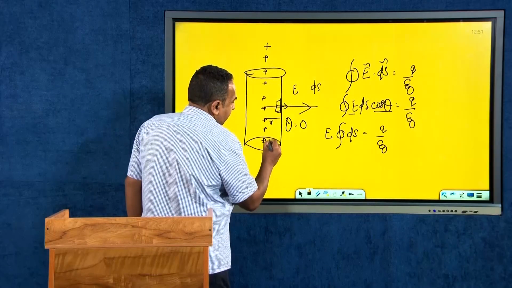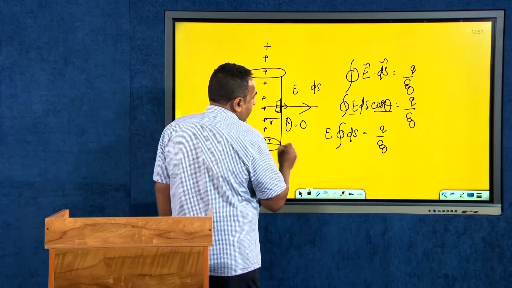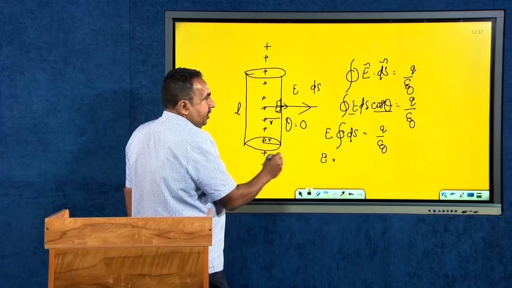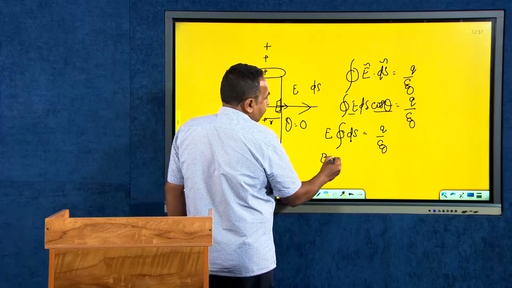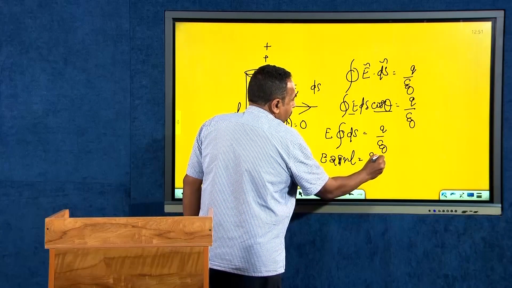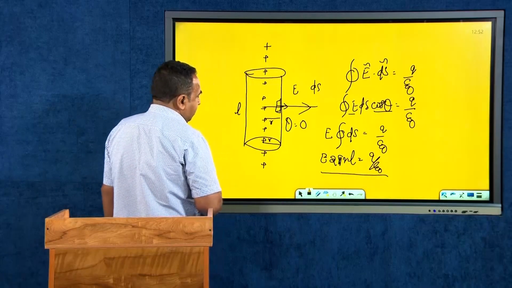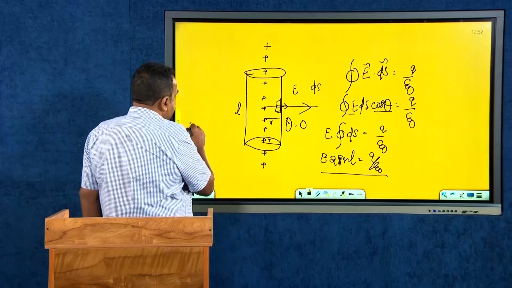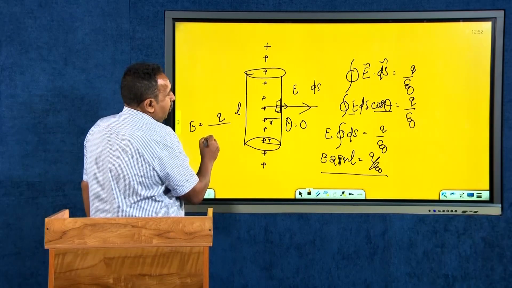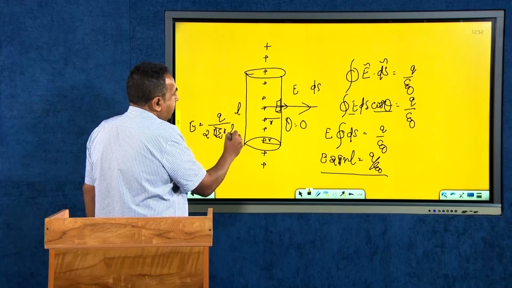If r is the radius of the cylinder and L is the length of this imaginary cylinder, the surface area of the cylinder will be given by the circumference into the length, which is 2 pi r into L. So E times 2 pi r L is equal to q by epsilon 0. Therefore, the electric field will be given by E is equal to q divided by 2 pi epsilon 0 r into L.